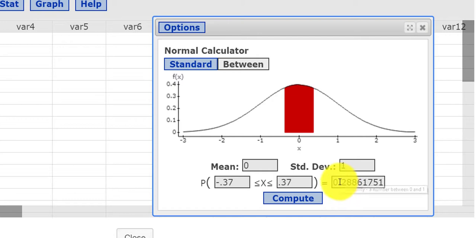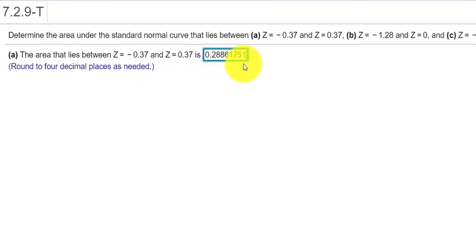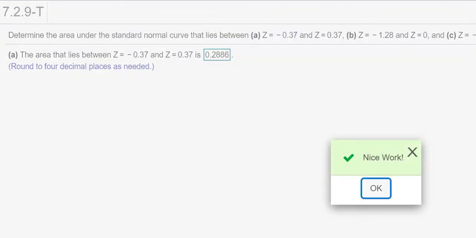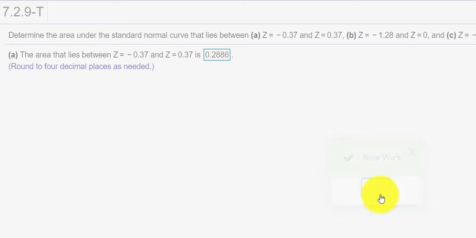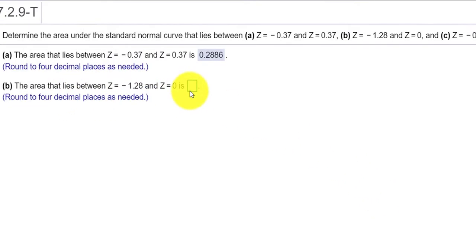And my answer, I'm going to try and cut and paste this. And I have to be careful with rounding. It says go 4 decimal places. So let's take off a few. 1, 2, 3, 4. I think we should be good to go. I check answer. It says nice work. I'll do one more. The area between negative 1.28 and 0.